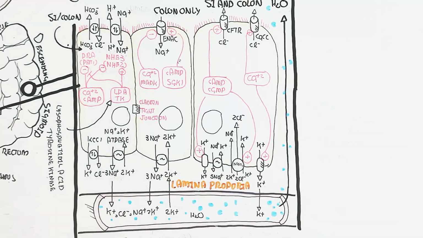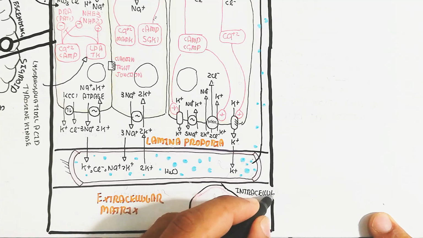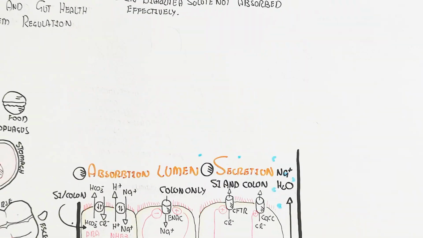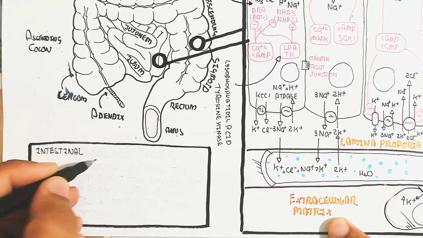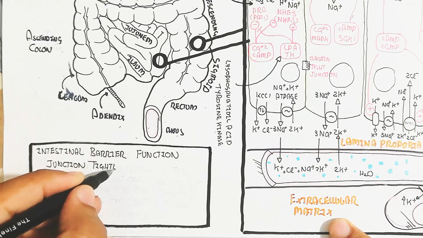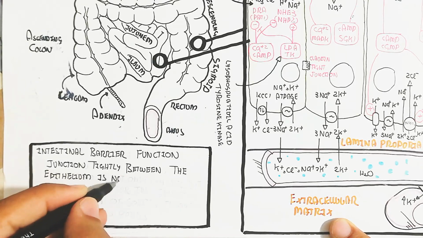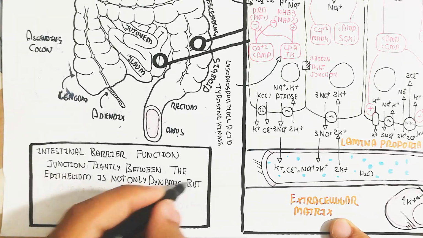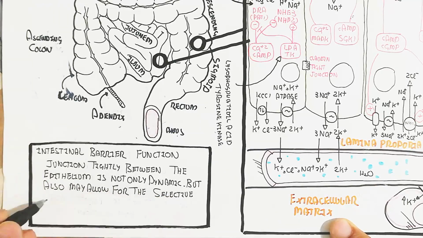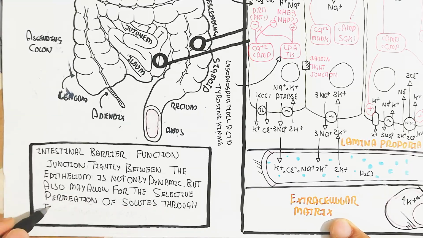semi-permeation. On the other hand, the intracellular potassium will be decreased whenever the diarrhea occurs. But normally it can be absorbed through potassium channels. So by this single activity, because when calcium increases cyclic AMP and cyclic GMP, it will lead to absorbing potassium more also. Intestinal barrier function, the junction tightly between the epithelium, is not only dynamic but also may allow for the selective permeation of solute through tight junction pores.